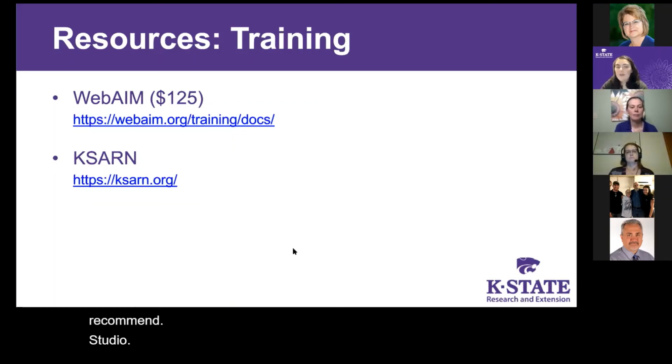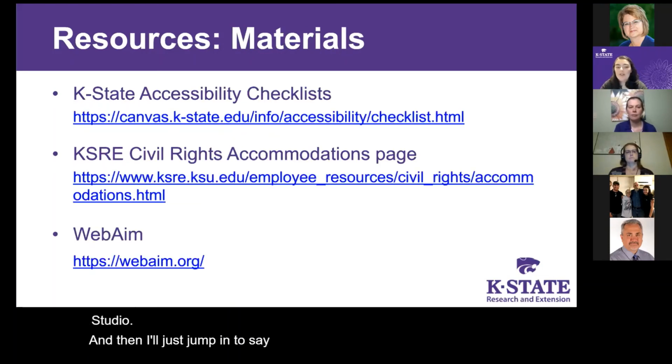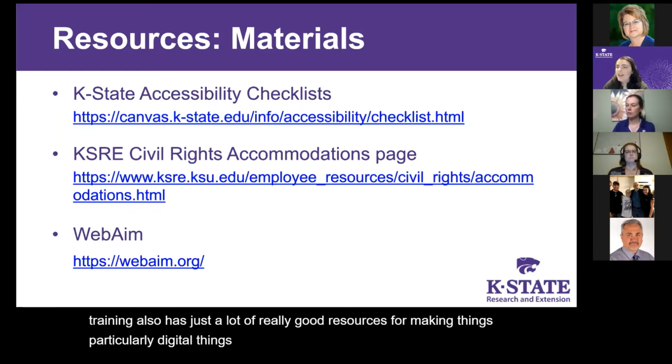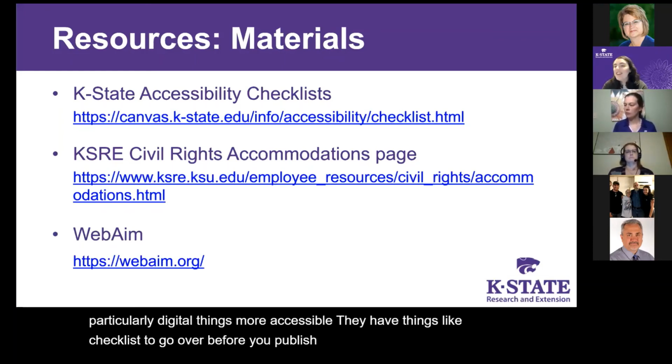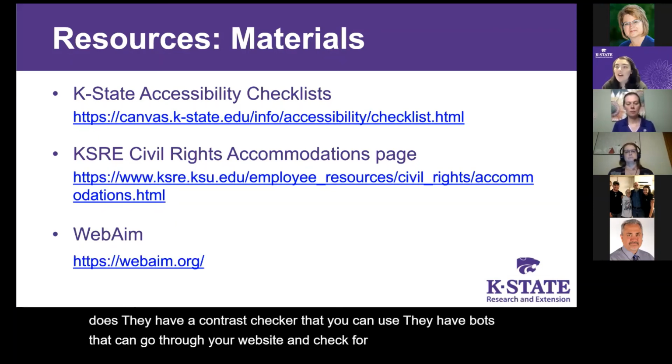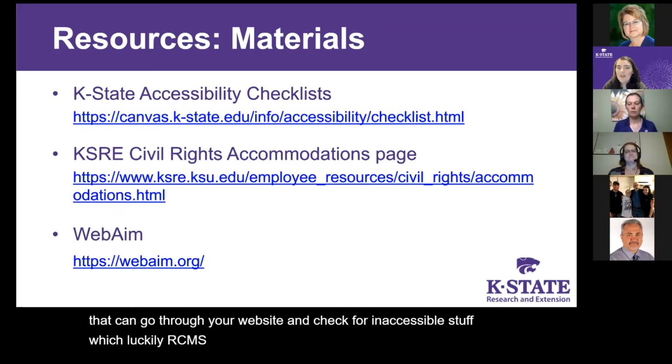And then I'll just jump in to say that WebAIM, in addition to their great training, also has a lot of really good resources for making things, particularly digital things, more accessible. They have things like checklists to go over before you publish a document, just like K-State does. They have a contrast checker that you can use. They have bots that can go through your website and check for inaccessible stuff, which luckily our CMS does, but it's never bad to have a second eye. So WebAIM is just full of amazing resources for digital accessibility.